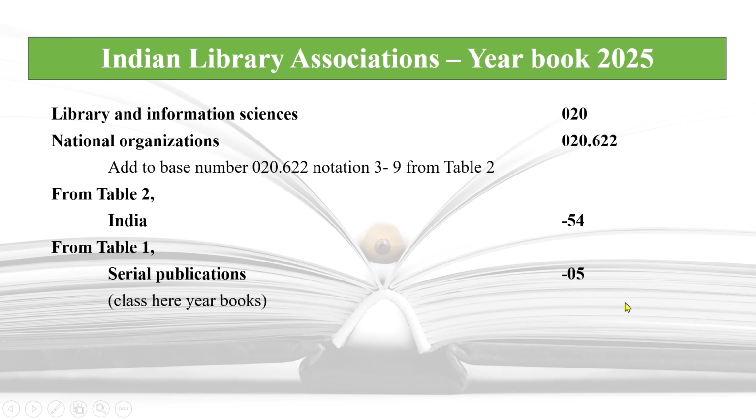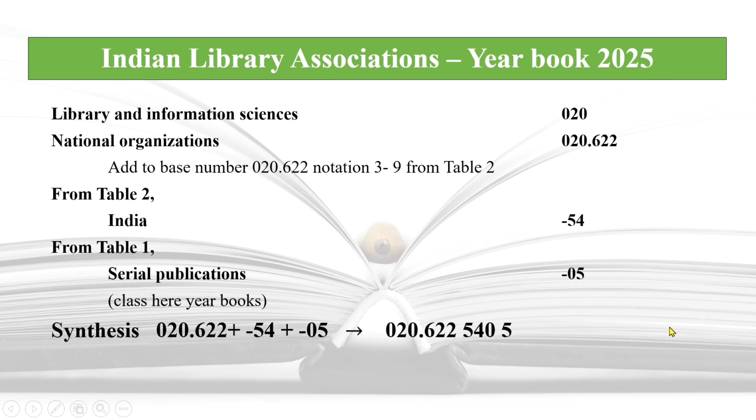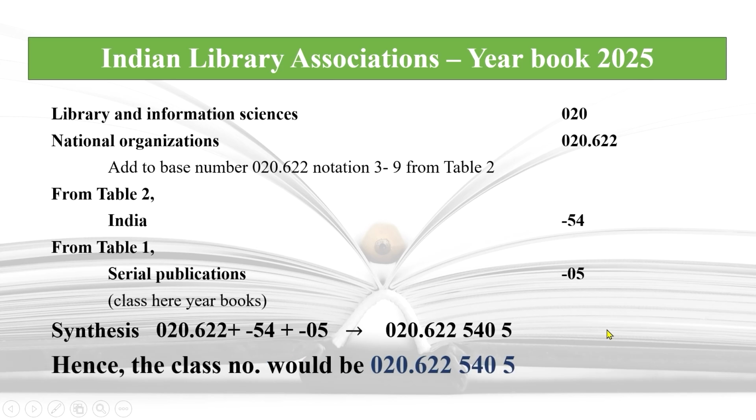Then the number synthesis will be something like that: 020.622, that is the national organization of library science. Then the geographic location of that particular organization, that is India, and finally 05 for the serial publication, as a class-here note is available for yearbook. So finally the number will be 020.6225405. Okay, so let's proceed to the next.